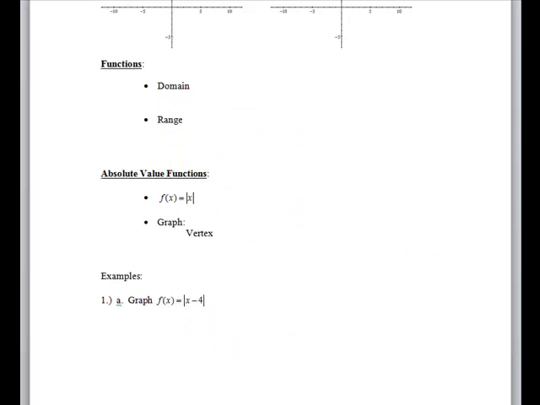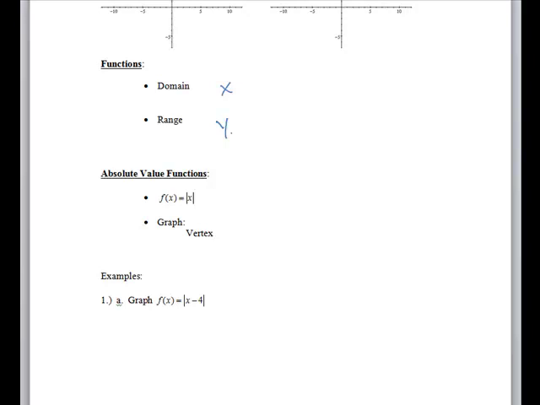For each function, there will be a domain and range. The domain is the set of all possible values of x. In other words, everything you can substitute into a function. The range is the set of all possible values for y, everything you can get back out of a function.